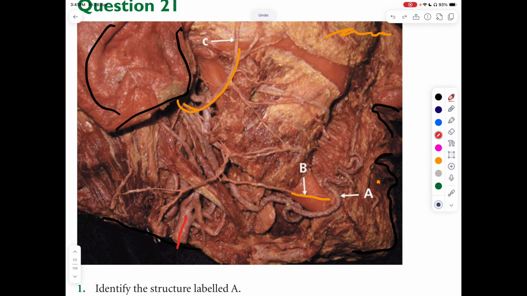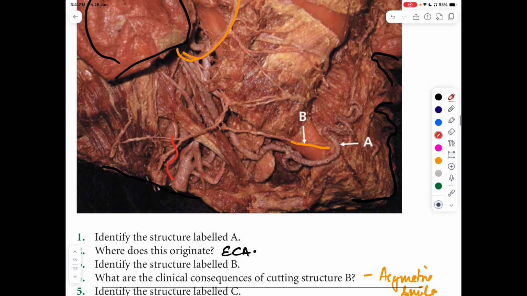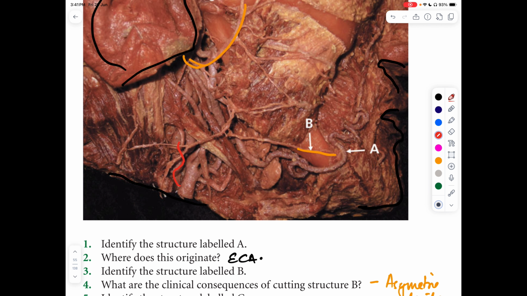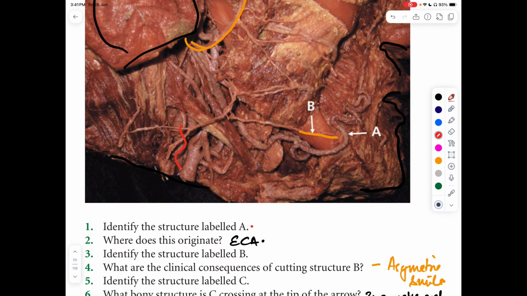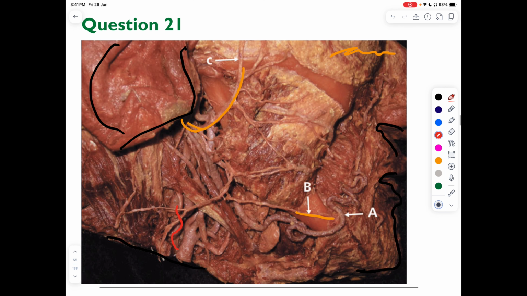So this is again the larger artery, the superficial temporal from the external carotid, and this one will be the deep internal carotid going inside. So what is level A? The facial artery originates from the external carotid artery. Level B is the marginal mandibular nerve. Level C is the temporal branch.